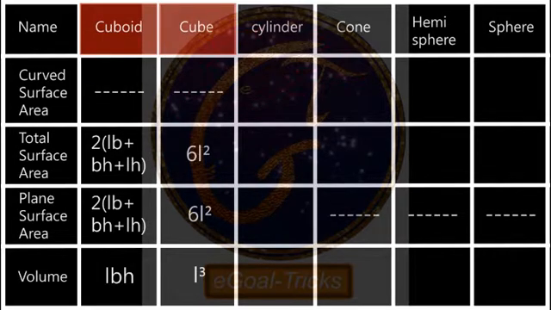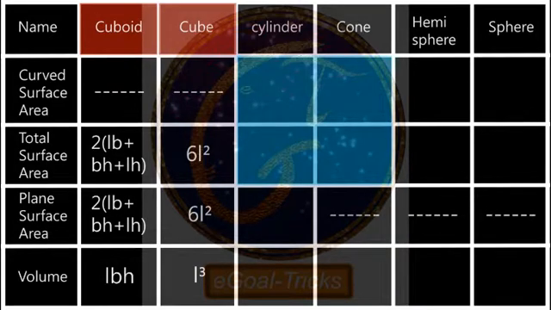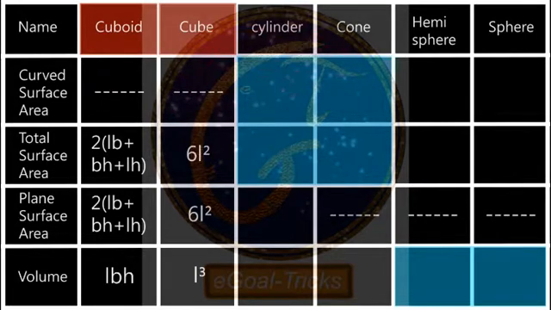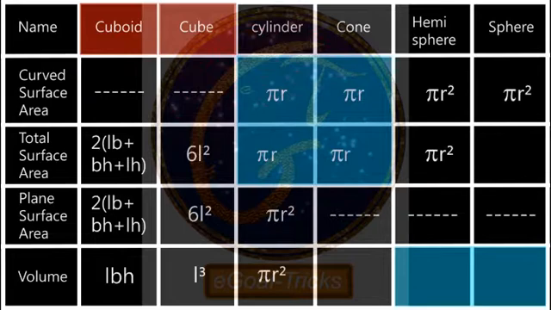Then cube is complete. Then just draw square in cylinder and cone, and just rectangle, hemisphere and sphere. Then just write pi r in square, remaining part pi r square, and rectangle pi r cube. Next step is write h 3 times.